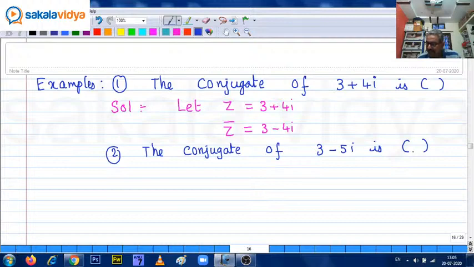Yes, this is actually meant for EAMCET only. EAMCET and MCET, both. Okay.